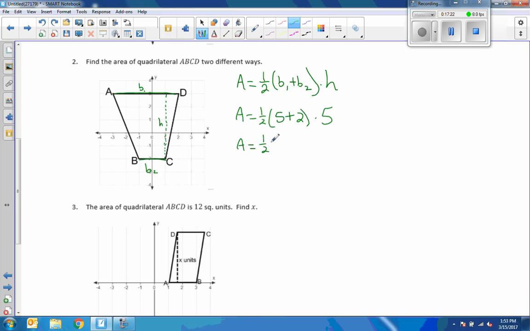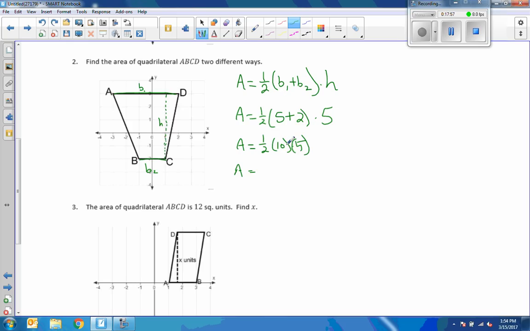So it's 1/2 10 times 5. So the area equals half of 50, or half of 10 is 5 times 5, which comes out to be 25 units squared. Excuse me. I don't know where I got 25. Didn't sound like the one I got before. 1/2 of 10 is 5. 5 times 5 is 25.